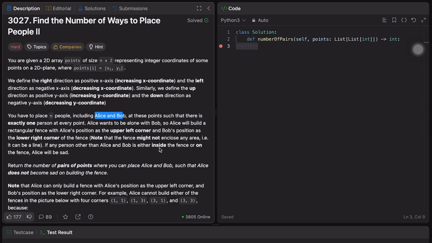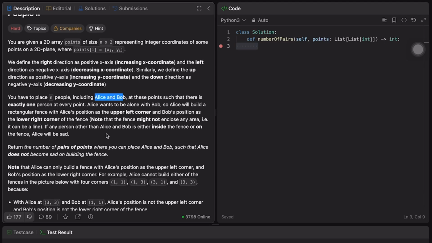Note that the fence might not enclose any area, that is, it can be a line. The fence should nevertheless always be rectangular; it can be a line as well. If any person other than Alice and Bob is either inside the fence or on the fence, Alice will be sad. So we have to return the number of pair points where you can place Alice and Bob such that Alice does not become sad on building the fence.